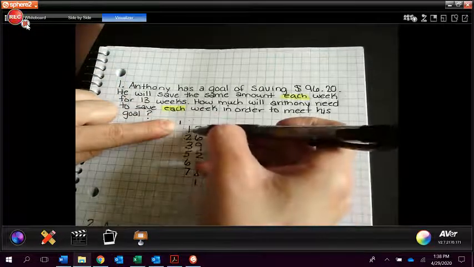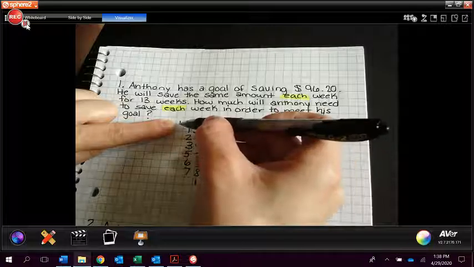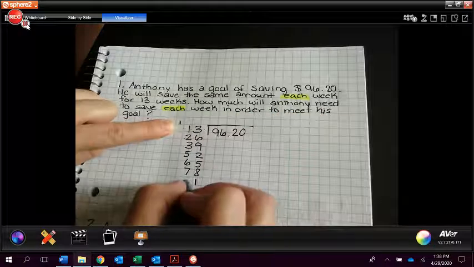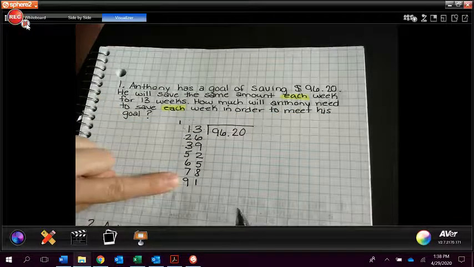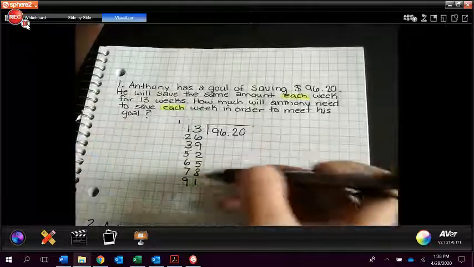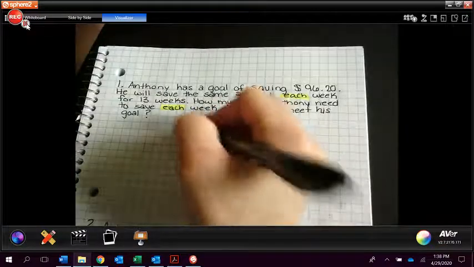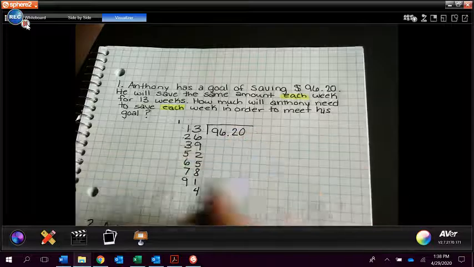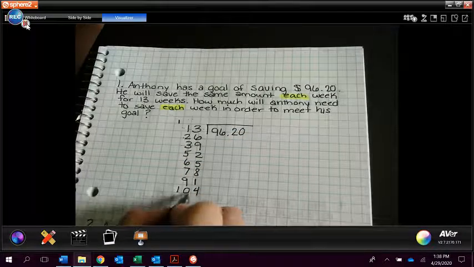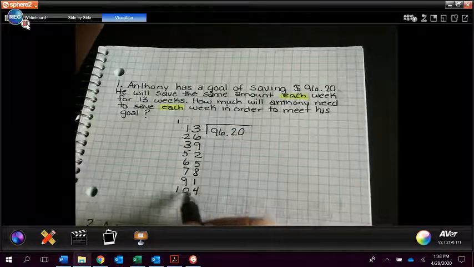Now 7 plus 1? 8. But I have this 1 again. So now it's 9. I have 91. I can do one more. 3 plus 1 gives me 4. 1 plus 9 gives me 10. So I write 10. I already went over 96, so I'm going to stop there.